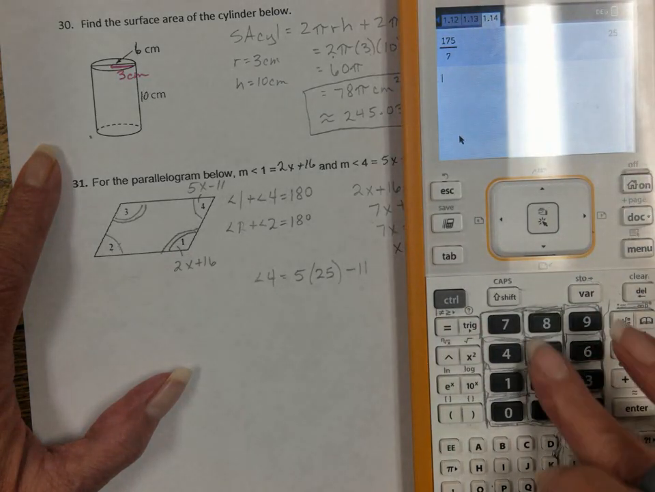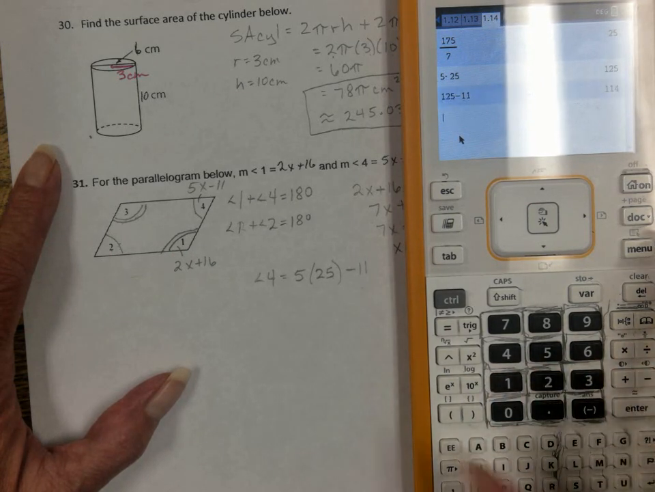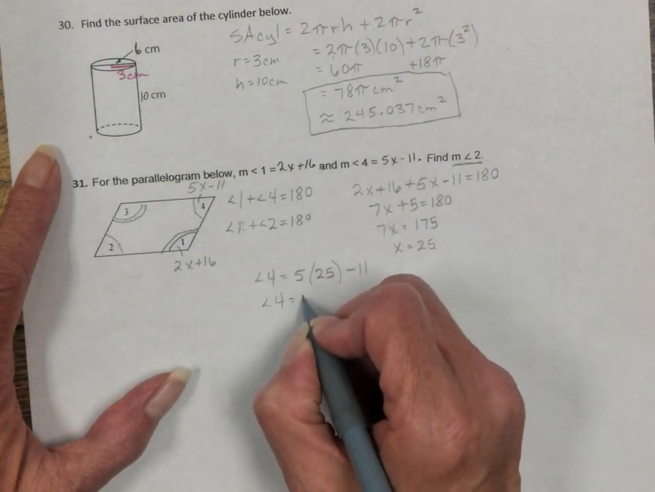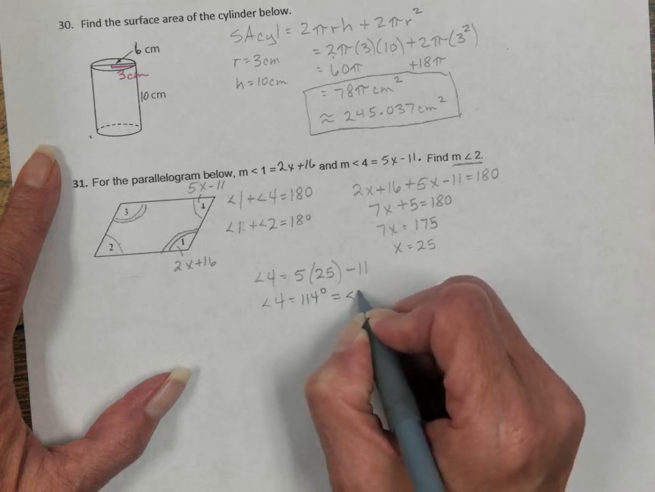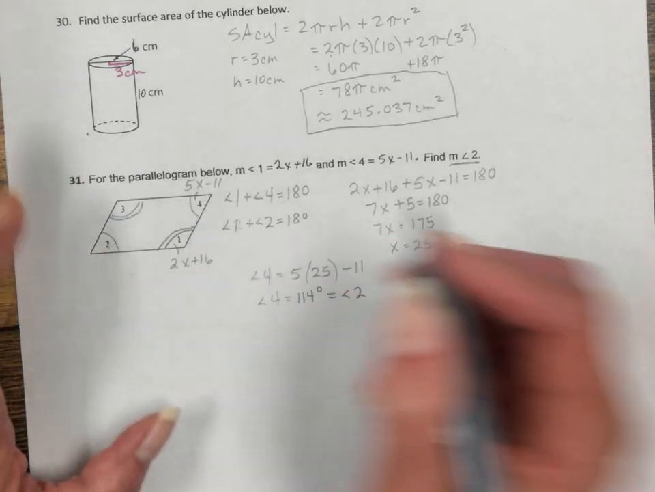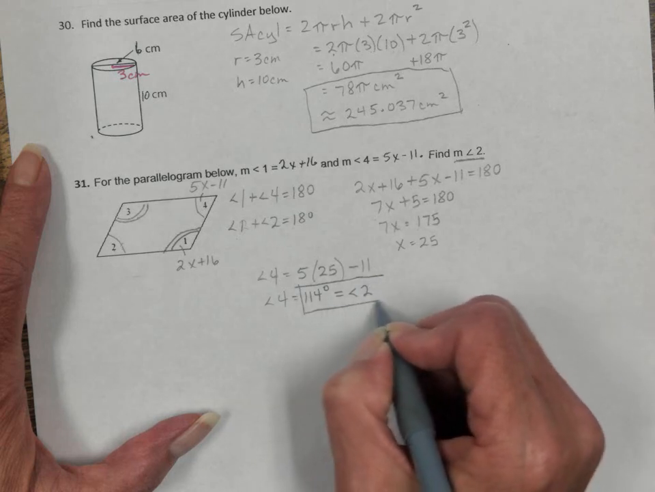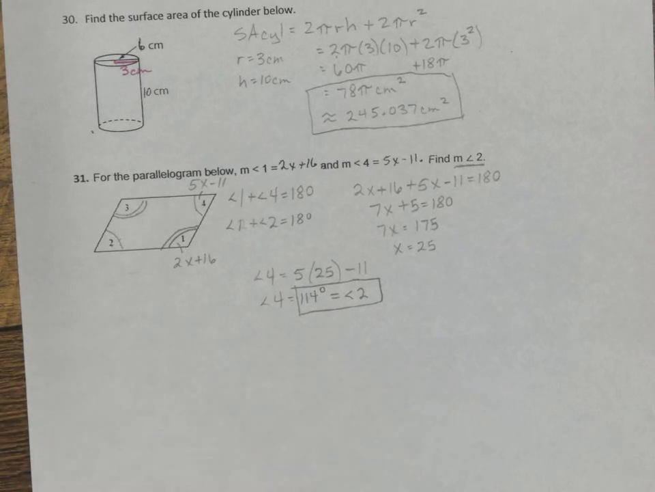So let's do that. 5 times 25, 125, minus 11 gives me a final answer of 114. The measure of angle 4 is 114 degrees, which is also the measure of angle 2 because these are congruent angles. So I'm going to put a box around this one because I was asked to find the measure of angle 2. I have found the measure of angle 2, and I am done. Good luck on your finals, guys.